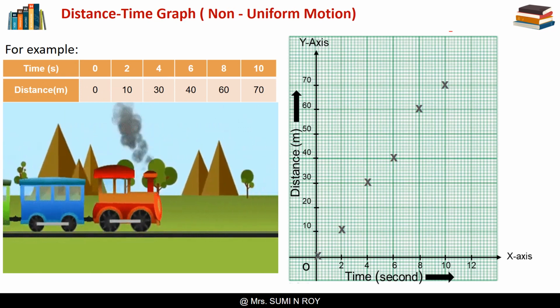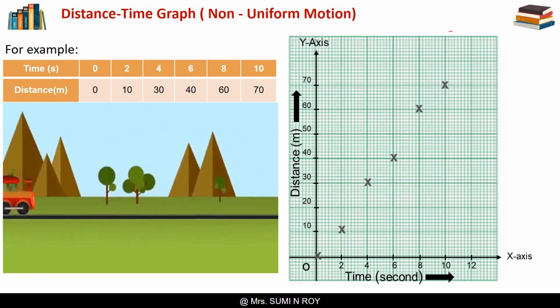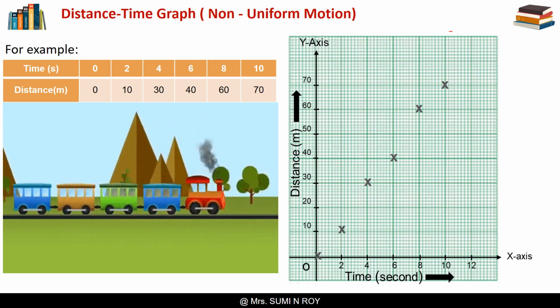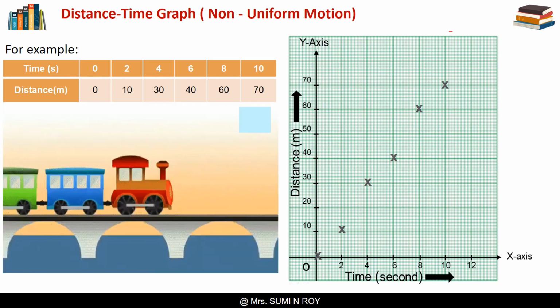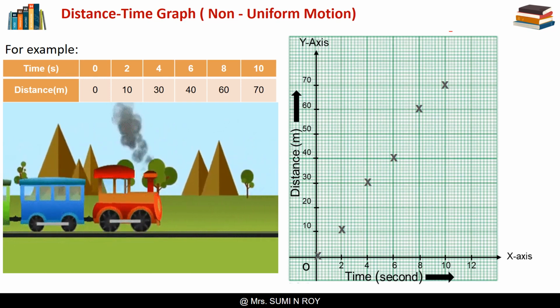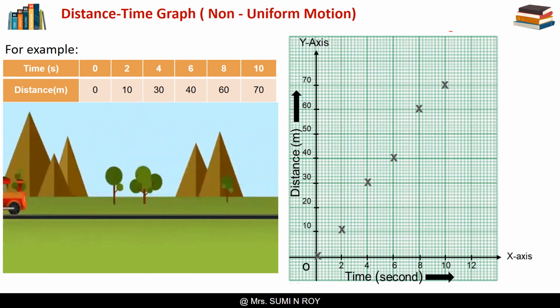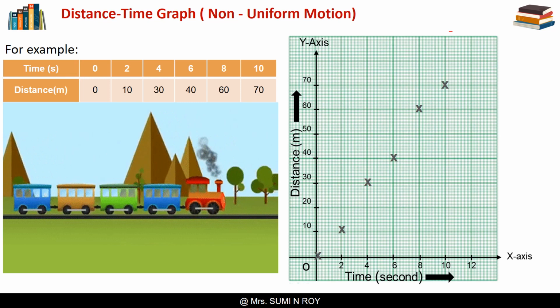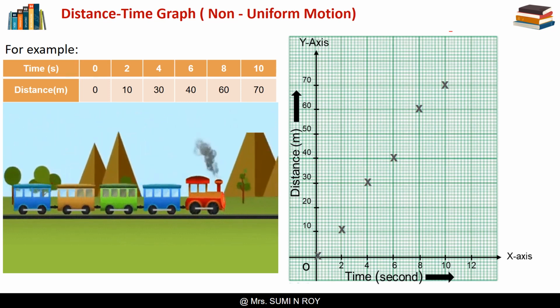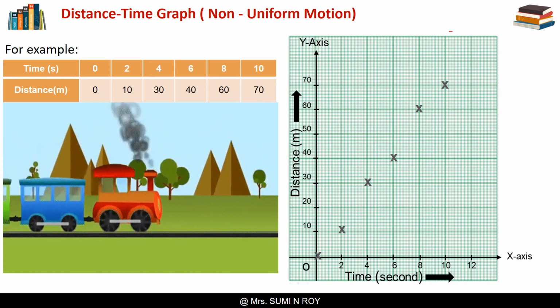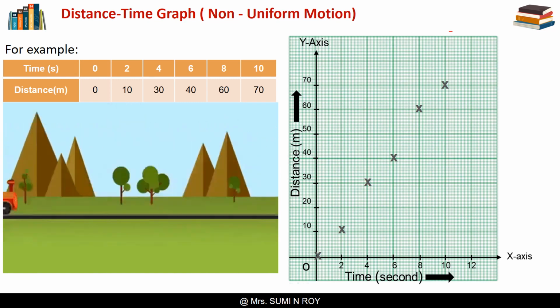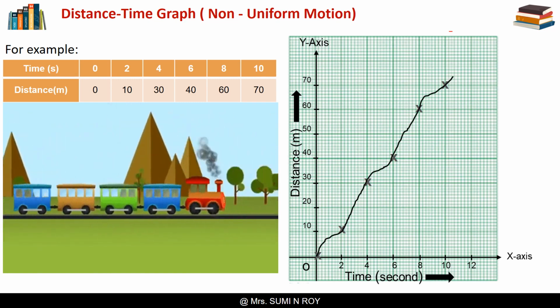Distance time graph for a non-uniform motion. A body has a non-uniform motion if it travels unequal distances in equal intervals of time. For example, the motion of a train starting from the railway station. The distance time graph for a body having non-uniform motion is a curved line as shown in the figure.